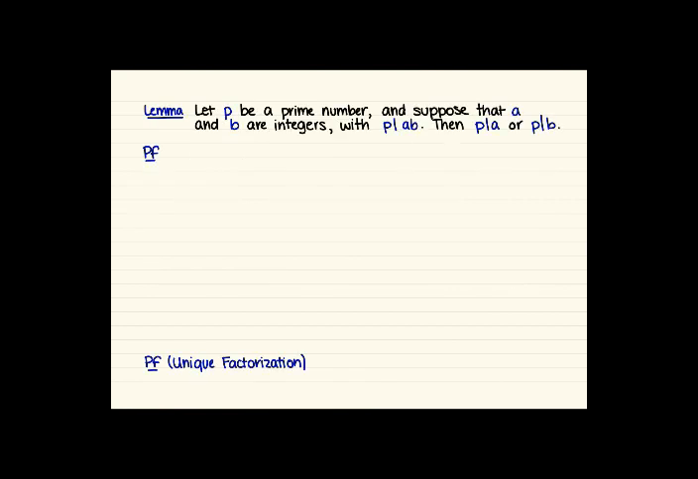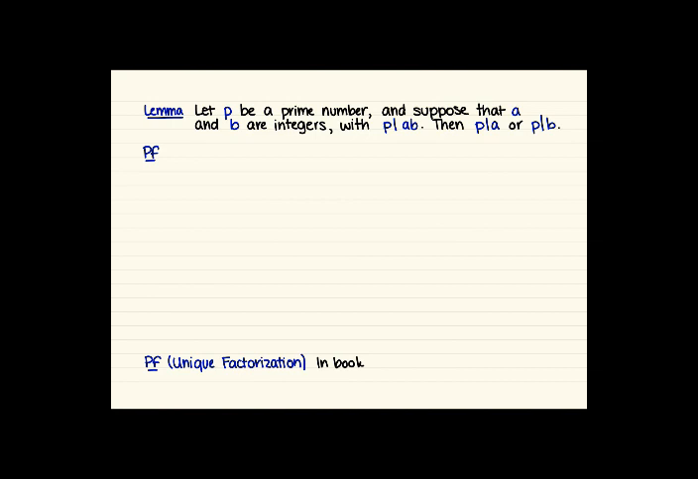Then for proving unique factorization, the proof is in the book. There's a lemma that is proven as part of that. So we're just going to prove this lemma, and you can look at the rest of the proof in the book if that's something you're interested in. Let p be a prime number, and suppose that a and b are integers with p dividing the product ab. Then p divides a or p divides b. At least one of those has to be true.